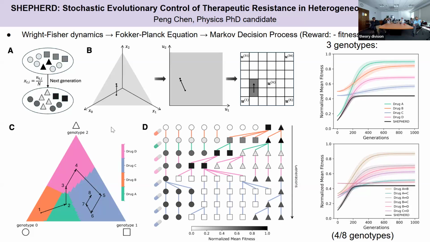And I only show the result for the 3-genotype case here, but we also tested it in higher dimensional systems, including 4 and 8 genotypes, and Shepherd consistently maintains lower mean fitness than any other protocols.